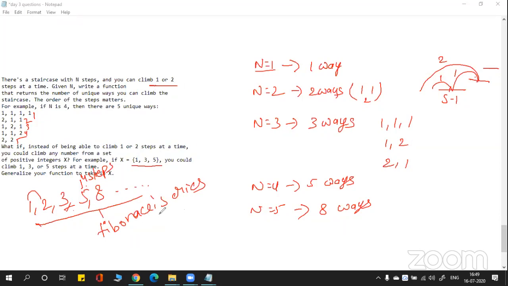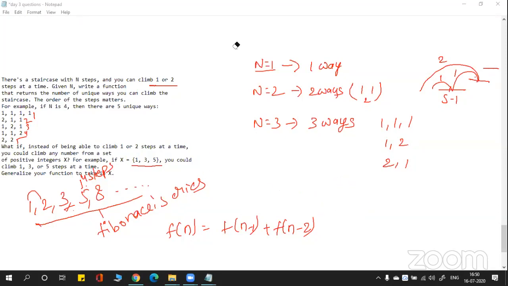So directly for this question, I can write f of n is equal to f of n minus 1 plus f of n minus 2. That is what the Fibonacci series is. This is only for when the steps are one or two.